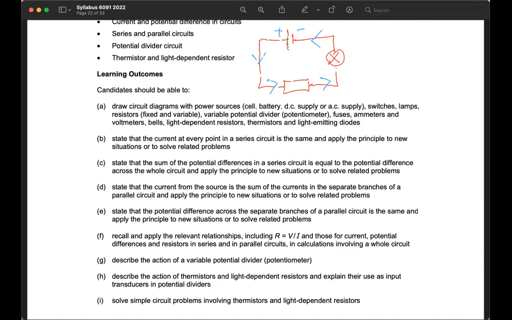So what do I mean by that? If I were to put an ammeter here, another ammeter here, another ammeter here, and another ammeter here, all these 4 ammeters will show you the same result. So if the first ammeter shows 2 ampere, the second one will show 2 ampere, the third one will show 2 ampere, and the fourth one will show 2 ampere. Is that clear?